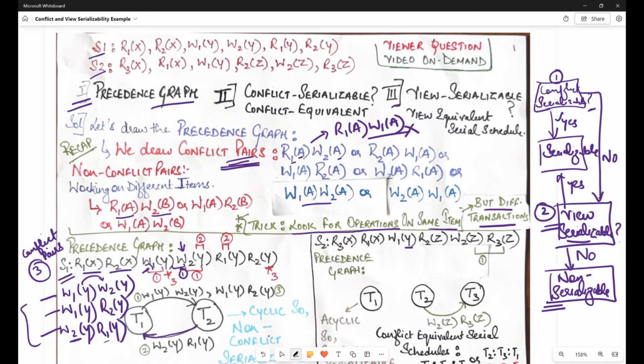For Y, we have only one operation. If you can see, no operation here, no operation here. So a single operation cannot create any conflict pair, right? So let's move to Z. Now moving to Z, we have three operations over here.